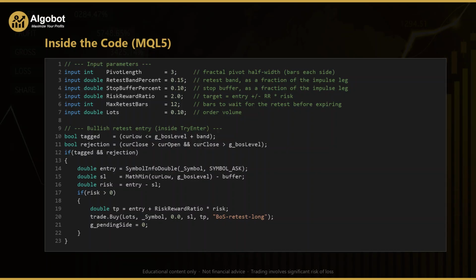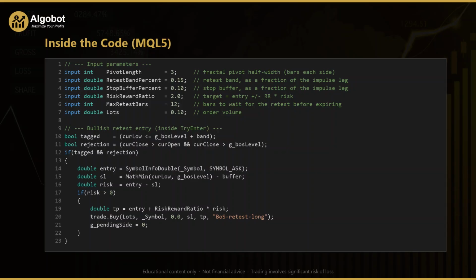Stop buffer percent adds a little breathing room beyond the swing, so a stop isn't clipped by a wick. Risk-reward ratio, at 2.0, sets how far the target sits relative to the risk. Max retest bars limits how long the EA waits for the pullback, and lots sets the order size.